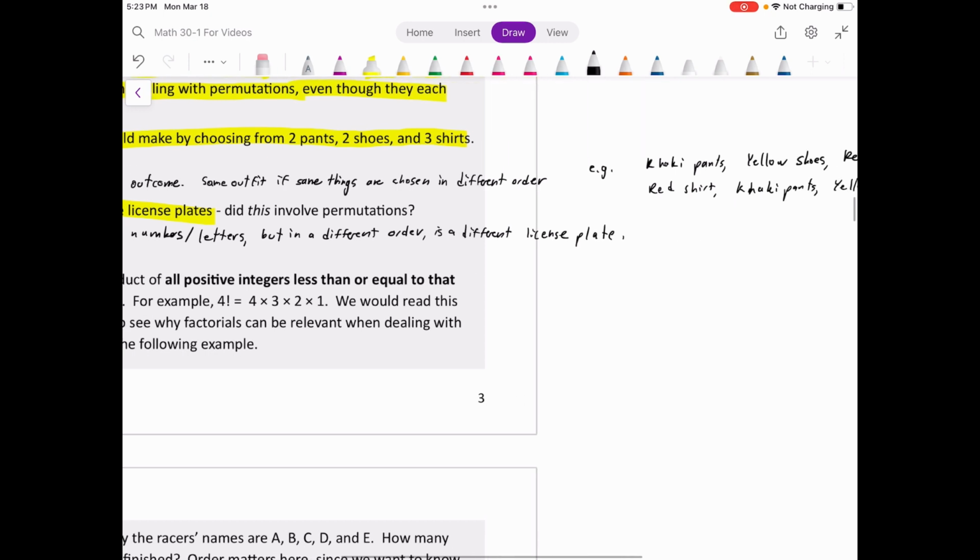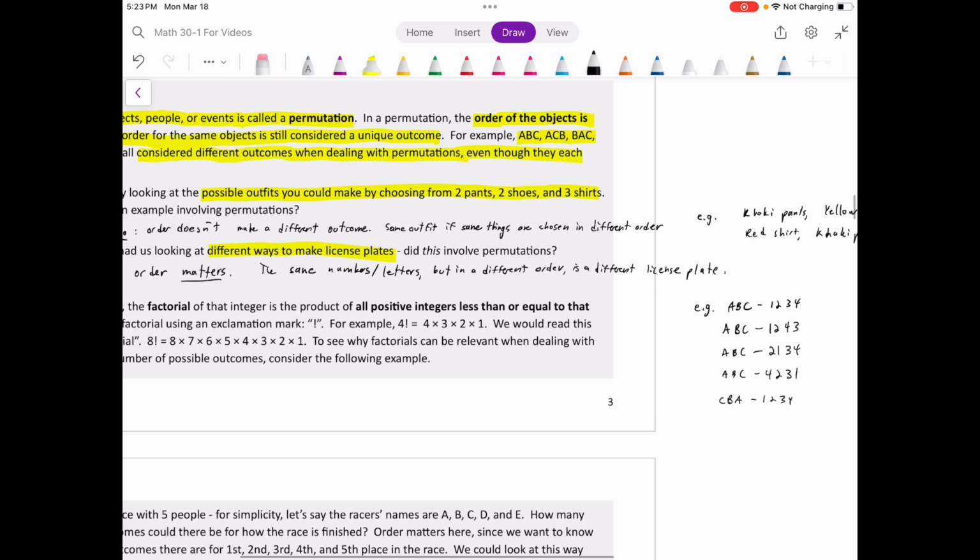Okay, right? For example, if your license plate is ABC1234, that is a different license plate than ABC1243, right? Or ABC2134 or ABC4231, right? All of those are different license plates. Not even switching around the order of the letters there, right? Same goes for CBA1234. So yes, definitely choosing the same things but just arranging them differently is a different outcome.